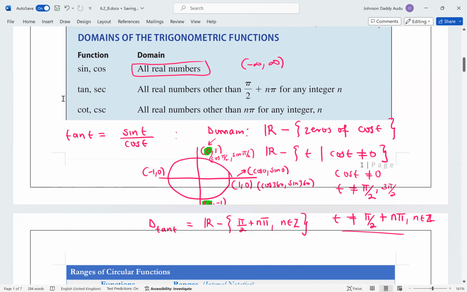It's going to be the same for sec t. Why? Because sec is also the reciprocal of what? It's also the reciprocal of cosine. So sec t is 1 over cos t. So it means the domain is also going to be the same thing as this. So the domain of sec t is also going to be the same as this.